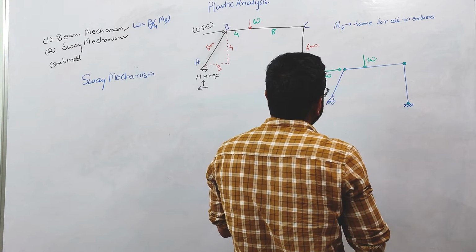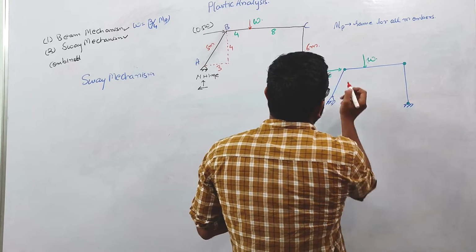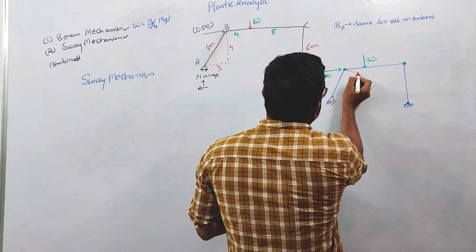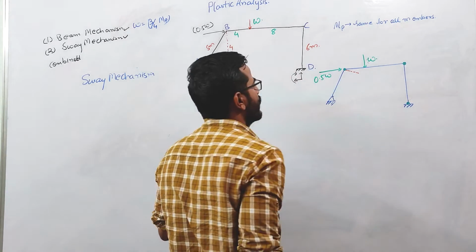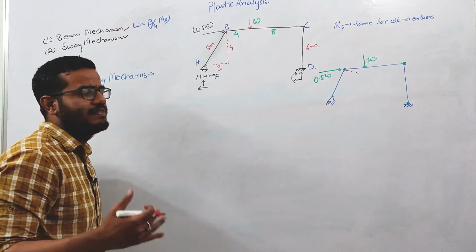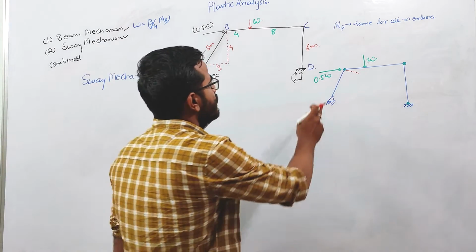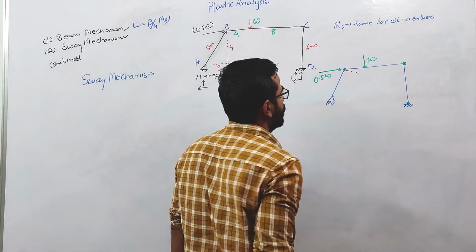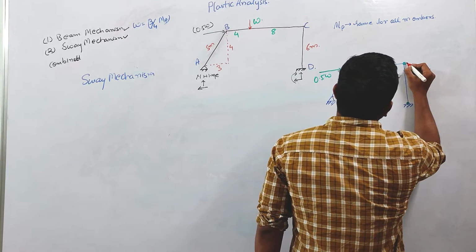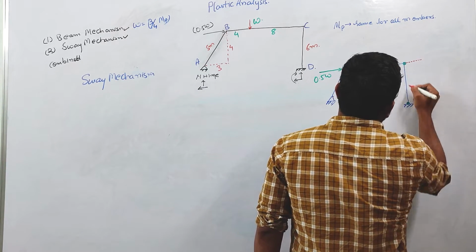In the sway, this joint will move perpendicular to this. We are neglecting the axial deformations, so this joint will move perpendicular to this, and similarly this joint will move perpendicular to this member.